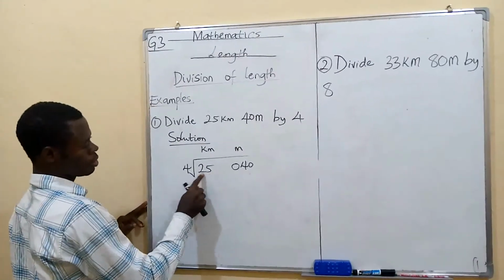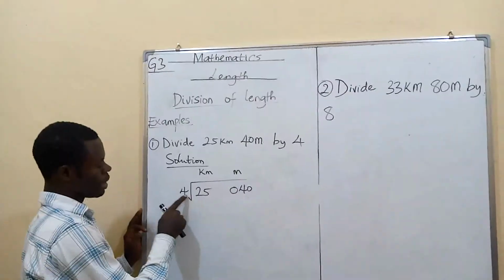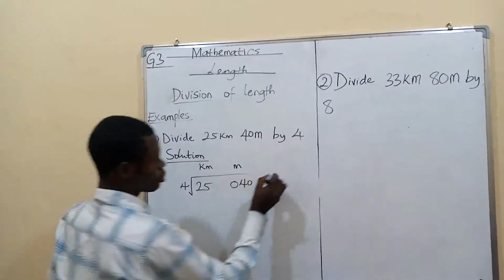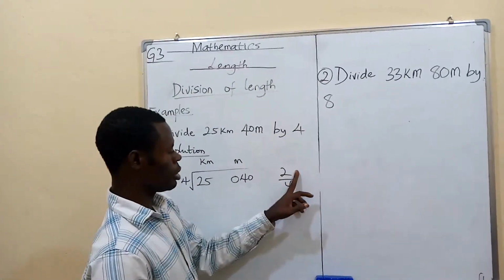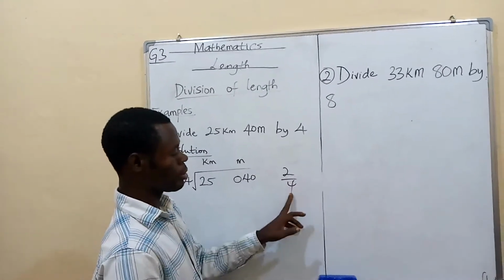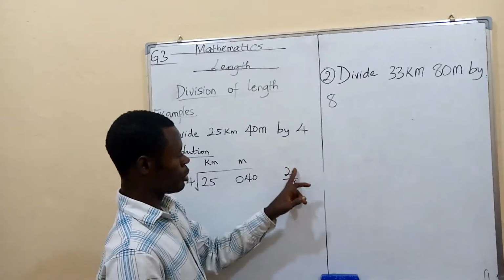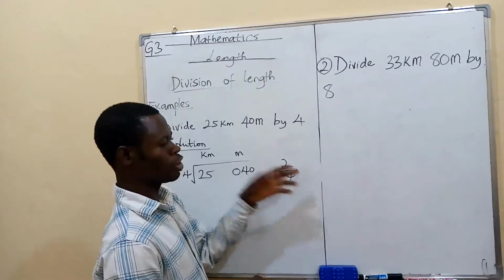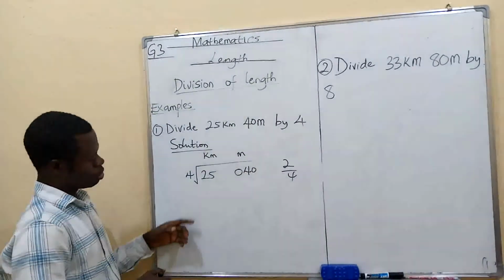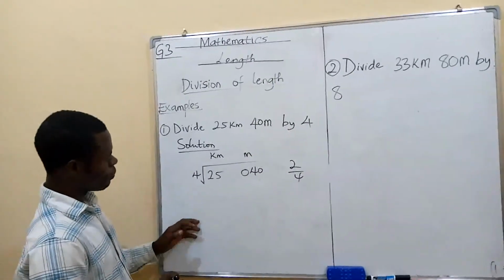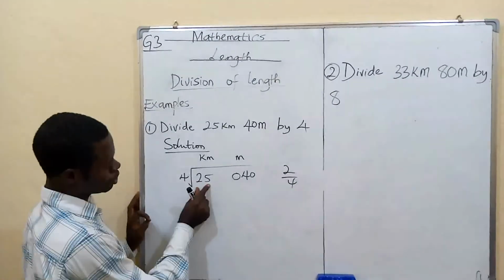Starting with this, 2 divided by 4, not possible. You can see that the numerator is less than the denominator, which is not supposed to be so. The numerator, or the number you are dividing, should be greater than the number that is dividing. So since you can't divide 2 by 4, bring in 5. Now you have 25.